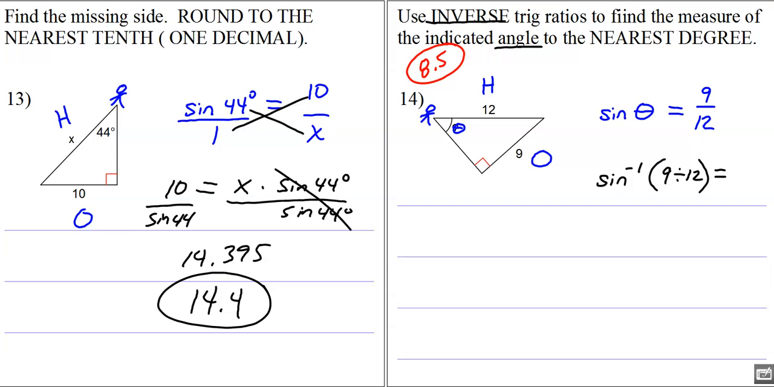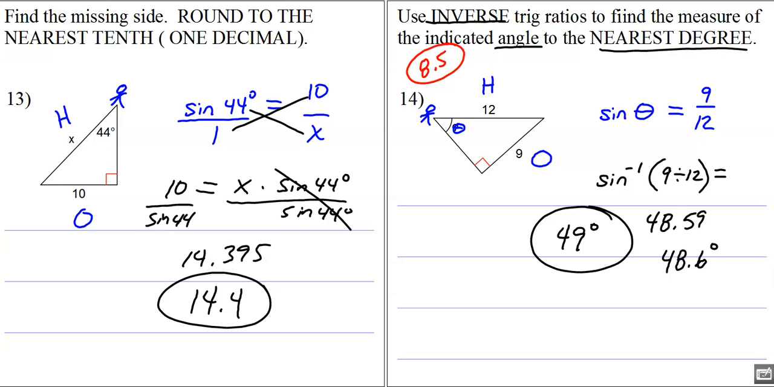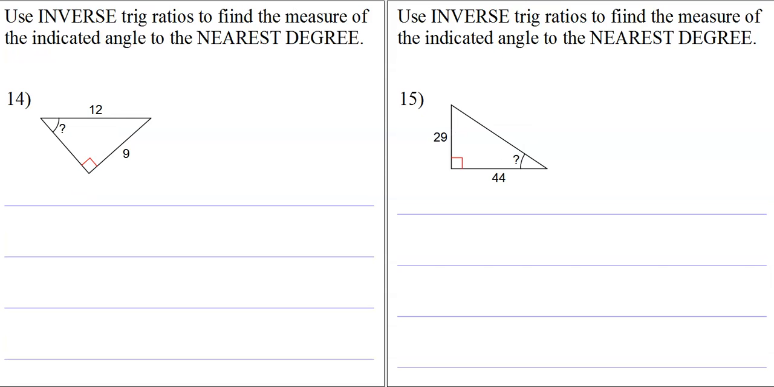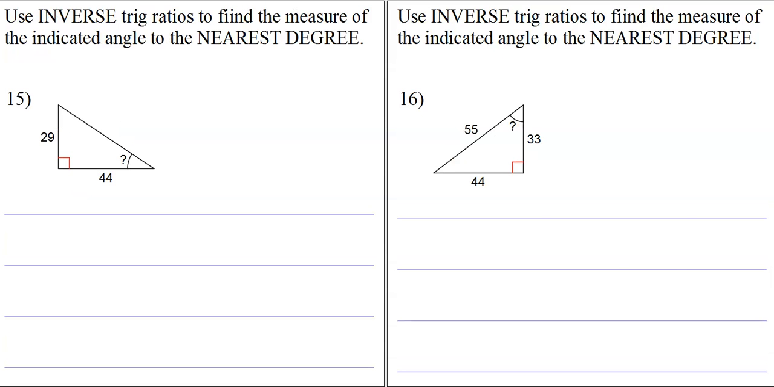So second sine and then 9 divided by 12 in parentheses equals, it looks like it is 48.59 degrees, aka 48.6, but they said, wait, go to the nearest degree. So I lied. It's 49 degrees. Done. Next. Number 15, 16.